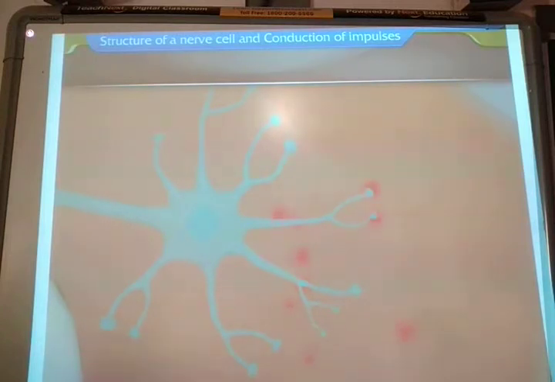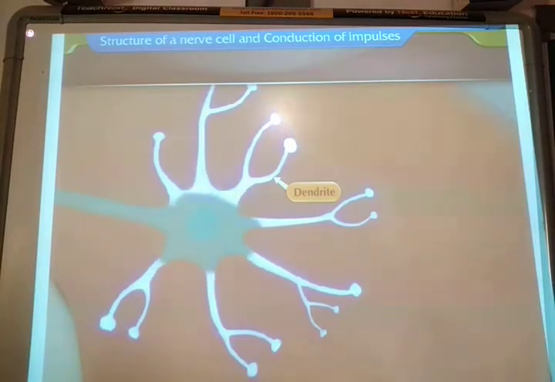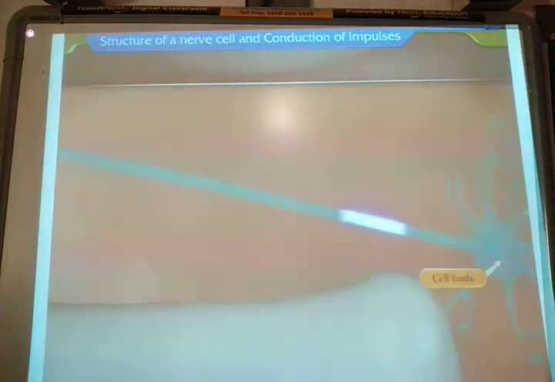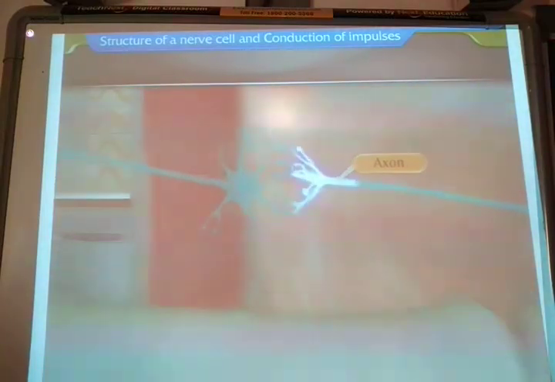This information is picked up by the specialized tips of dendrites of a neuron. After this, a chemical reaction is set off. An electrical impulse is produced, which travels from dendrite to the cell body. From the cell body, the impulse travels through the axon to its end.